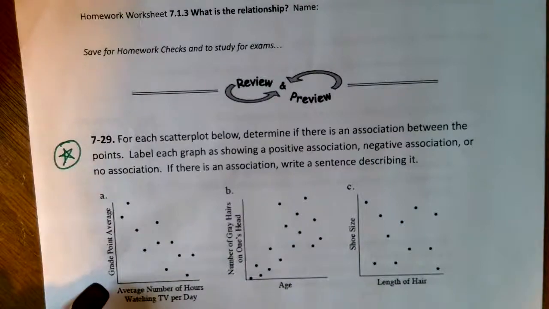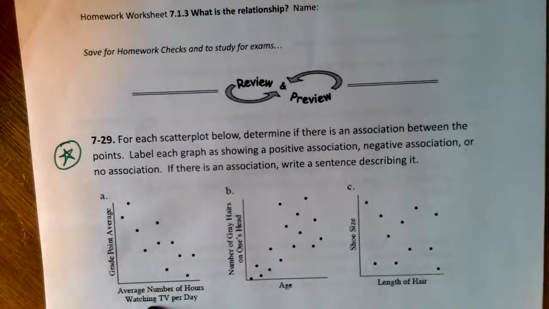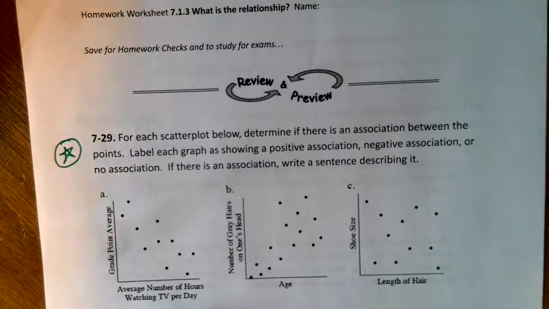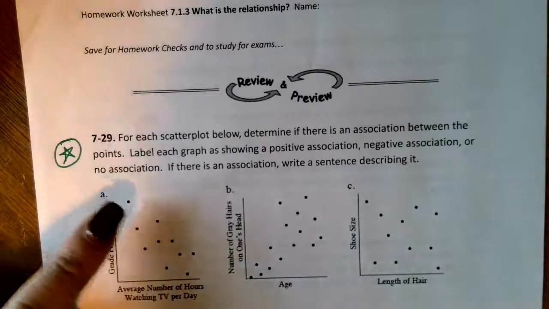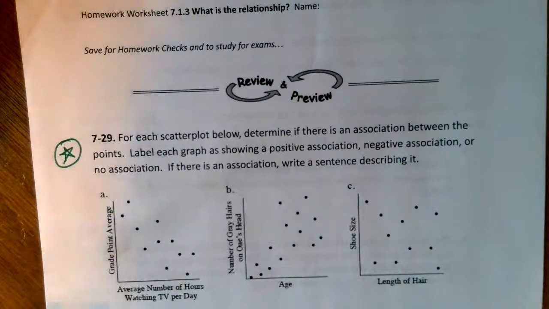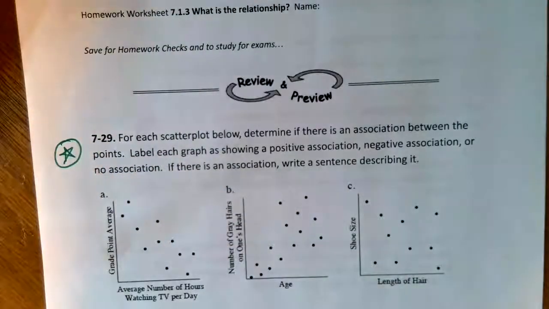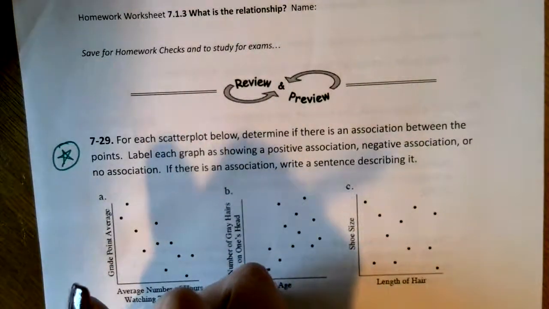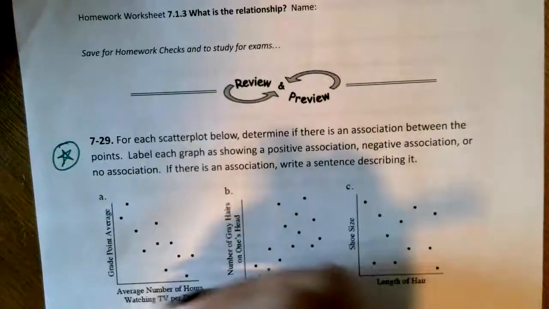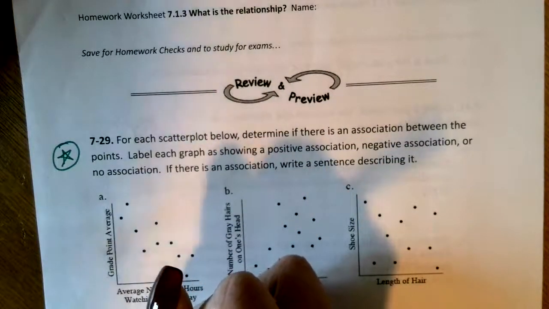Okay, so for this first one, we're looking at the grade point average and the average number of hours of TV that you watched per day. So we can definitely see that there is a general path, right? It's not a straight line, but there is some sort of association here of it trending downwards. So we can say that this is negative association because it's coming down, sliding down. So negative association.